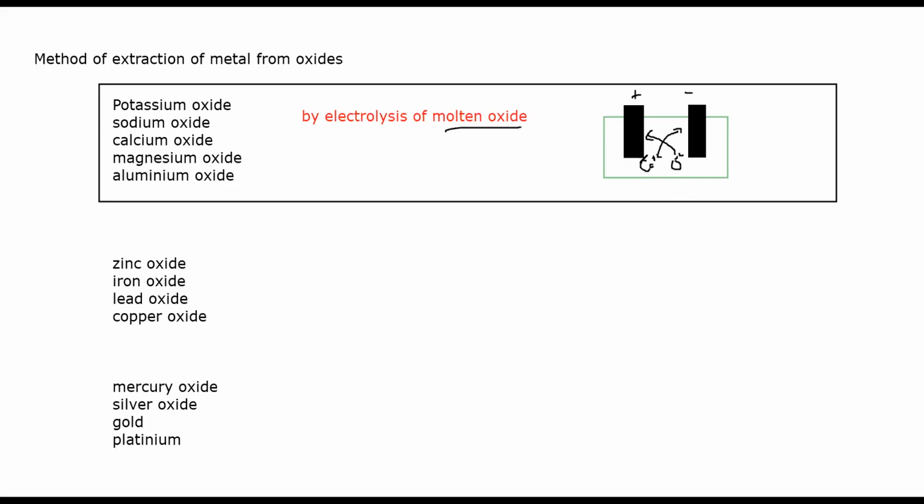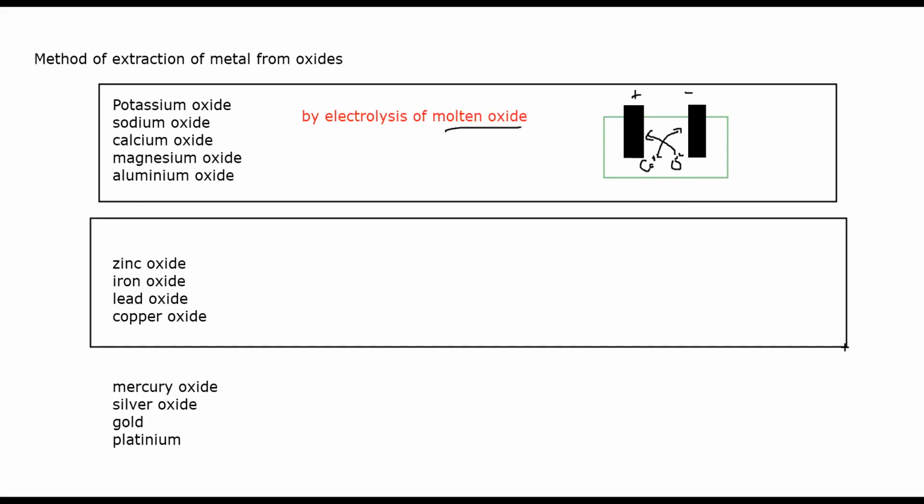This technique is used for more reactive metals, but for less reactive metals such as zinc, iron, lead, and copper, the technique which we use, we can heat by reacting with carbon monoxide or coke. Coke means the carbon. So we can heat with carbon monoxide or coke, and we'll separate the metal from its oxide.